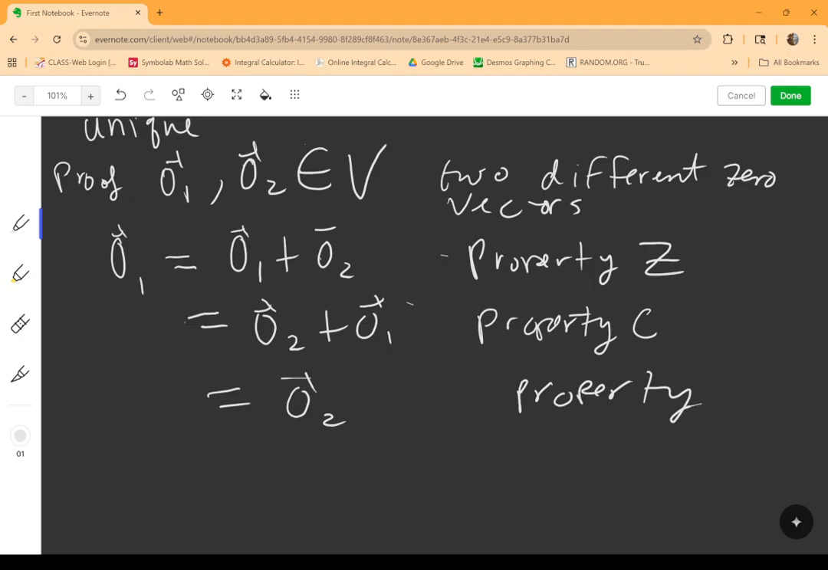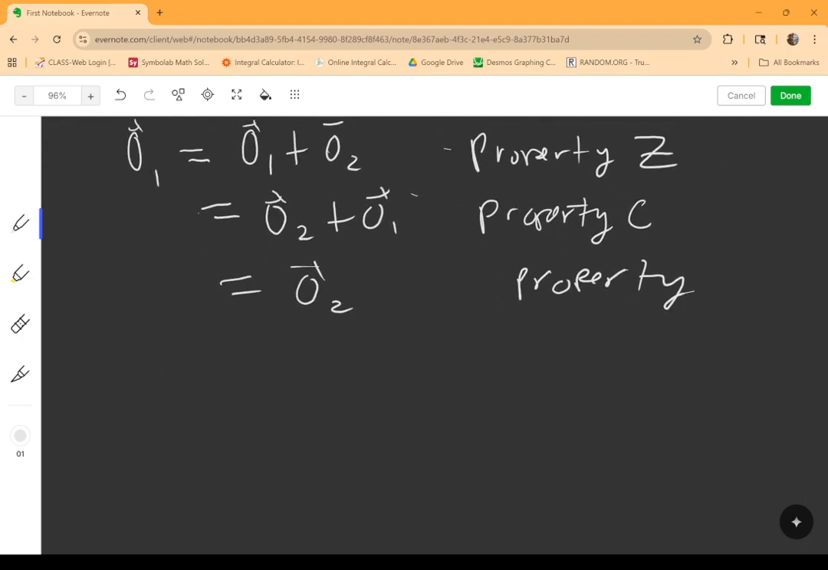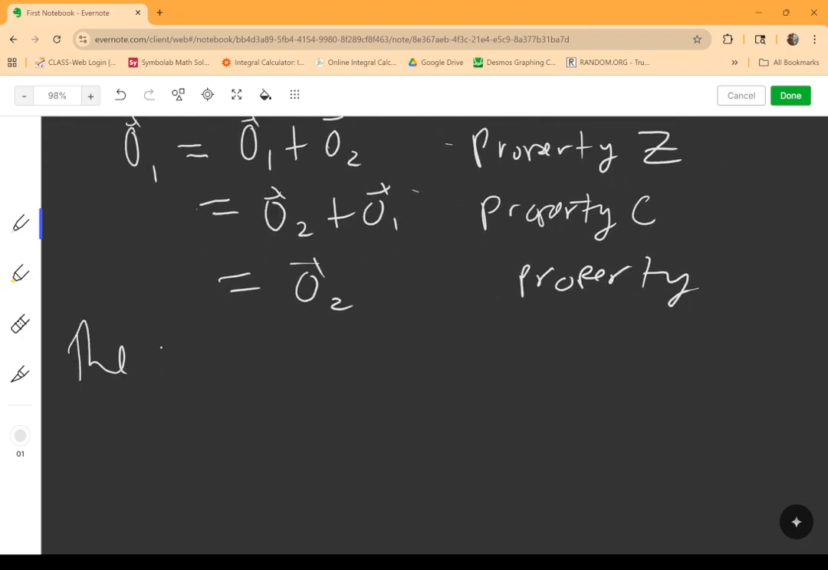Now let's take a look at another property. Let's take a look at theorem ZVSM. This theorem has to do with scalar multiplication and the zero vector.